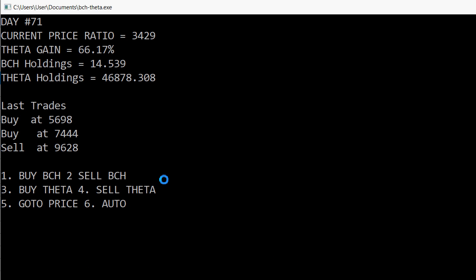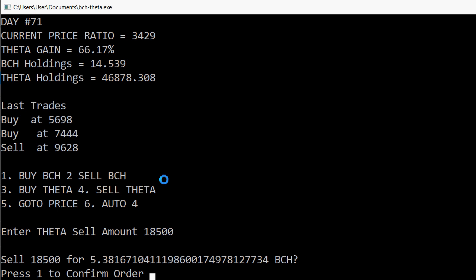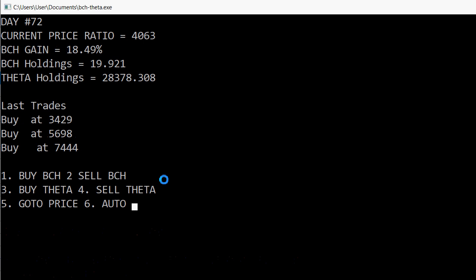And it's a huge gain now, 66%. So I want to make a huge sale. So we would go to sell Theta and maybe sell like 18,500. That's a large number of what I own, and still not even half, but I would get 5.3 adding to a 14.5. That's close to 20. And that's almost double what I started with on the number. I mean, I could make a big trade with the 18.4% on the next day after that.